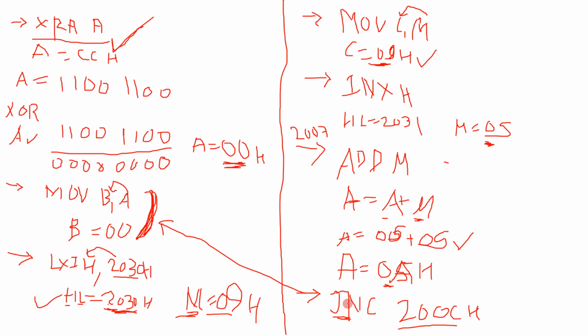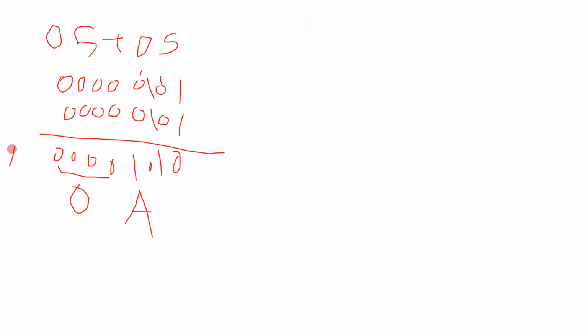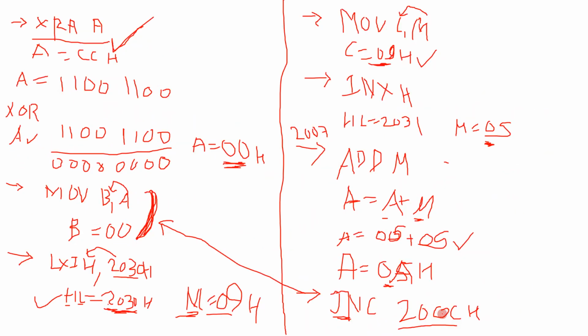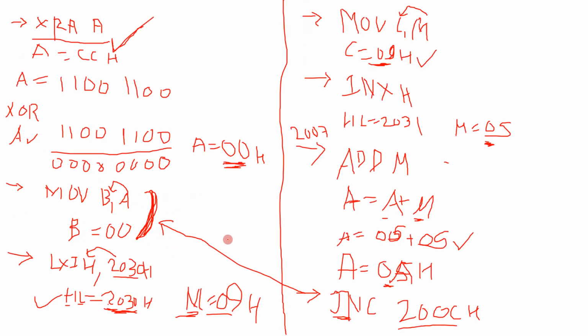Then again, jump on not carry. Was there any carry when we performed the addition? There wasn't any carry. Jump on not carry, condition satisfied. There is no carry, so it will jump to location 200C. We are done with the second addition of 05. So C will be decremented and C will become 07. Is it equal to 0? No. Jump on not 0. Condition satisfied. Again it will be jumping back to location 2007.